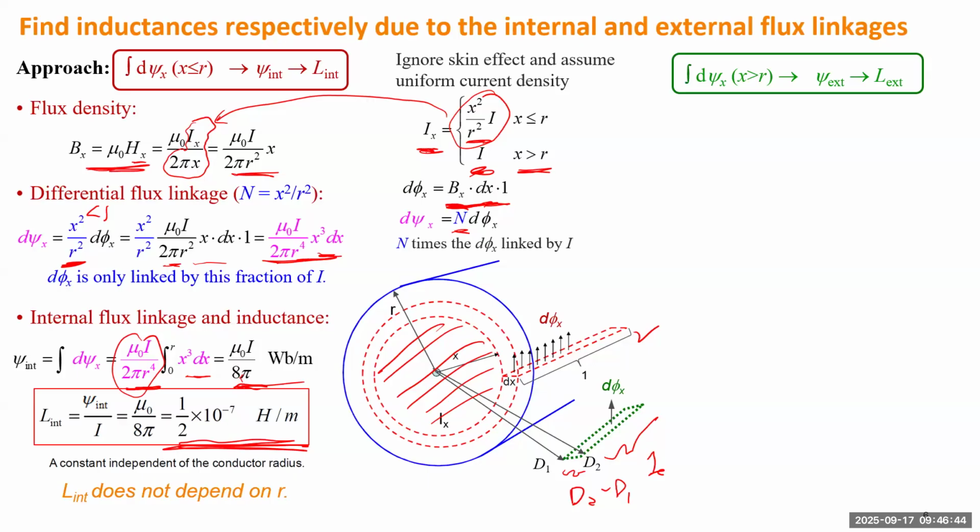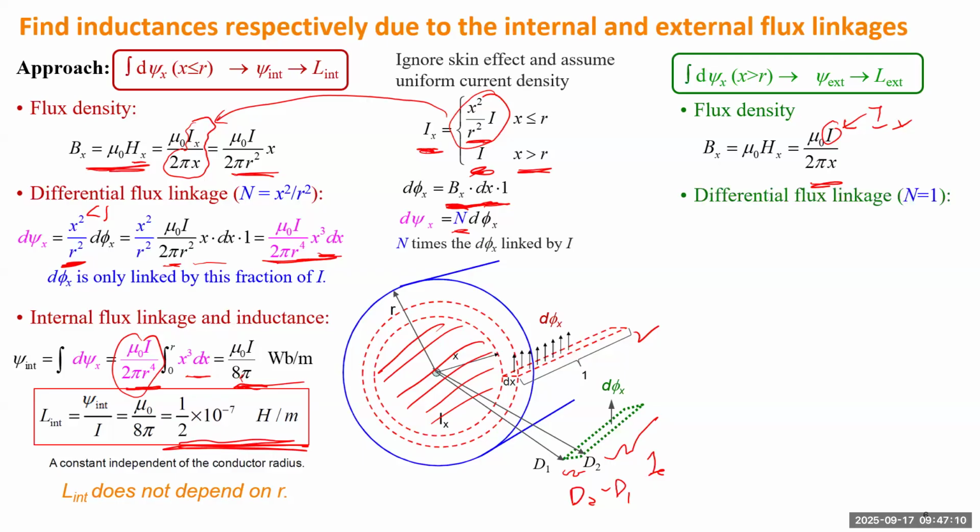It does not depend on the size of the conductor. All right, for the external, we start from the flux density. It's still the same formula, but here this I has become the complete I because we go outside of the conductor. So the total current will be I, no matter how far away from the conductor. Does everyone follow? Okay, not many.